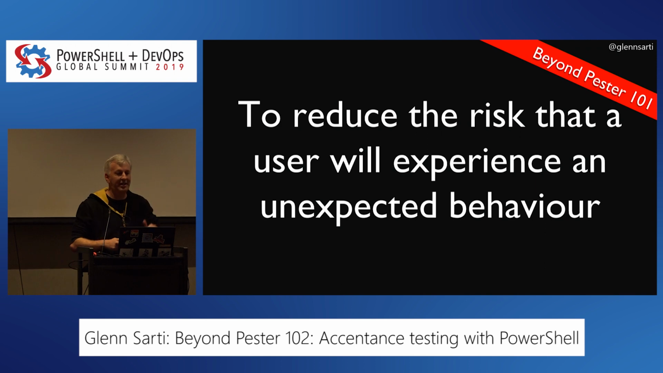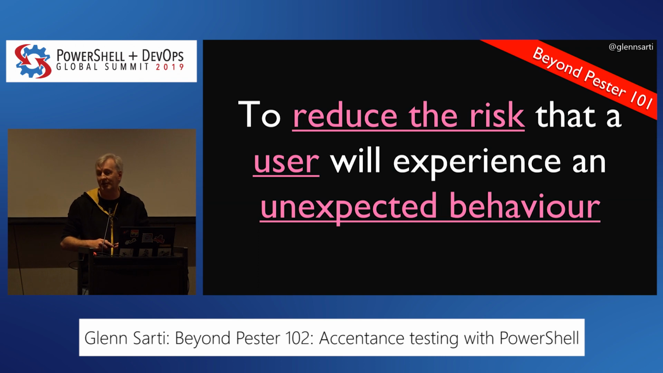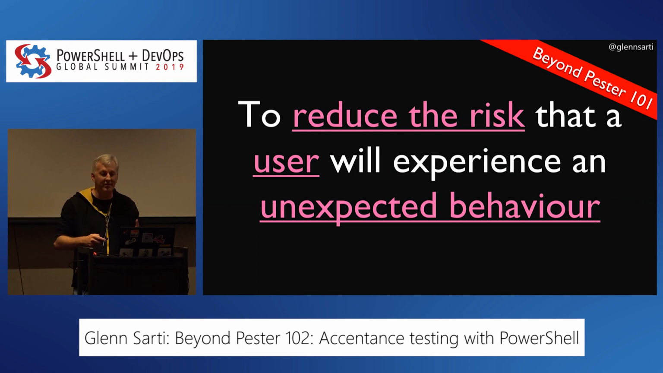So this is a definition that I like a lot. To reduce the risk that a user will experience an unexpected behavior. And there are 3 very important points in this. The first is you'll never be able to achieve 0 bugs. But what you can do is reduce the probability or the risk that they're going to occur. It's a risk assessment. Ultimately, your PowerShell scripts are going to be used by a user. They're the people we should most be concerned about because testing is a user-centric concern. And lastly, bugs, issues, faults, they're all behavior that a user doesn't expect.